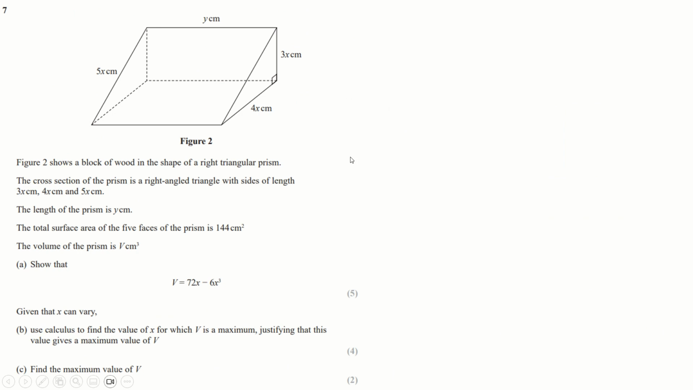7 then, so a very classic question here. The surface area is going to be this side plus this side, so that's 2 lots of a half times 3x times 4x. And then we're going to have plus 4x times y for the base, plus 3x times y for this back bit, and plus 5x times y for this slanted bit. So we get all of that.